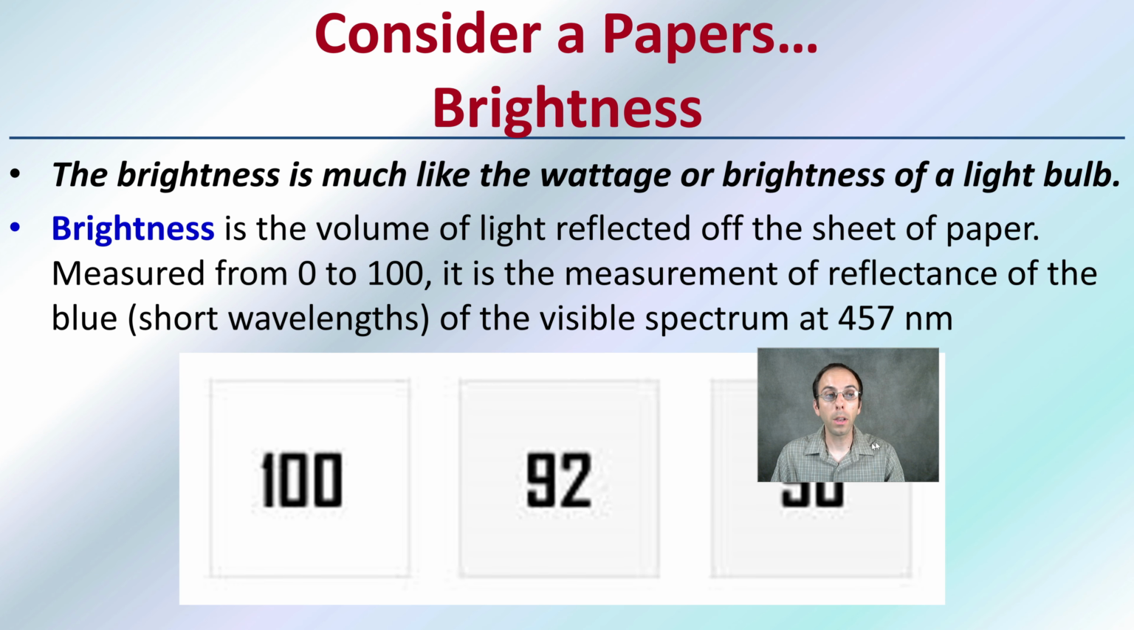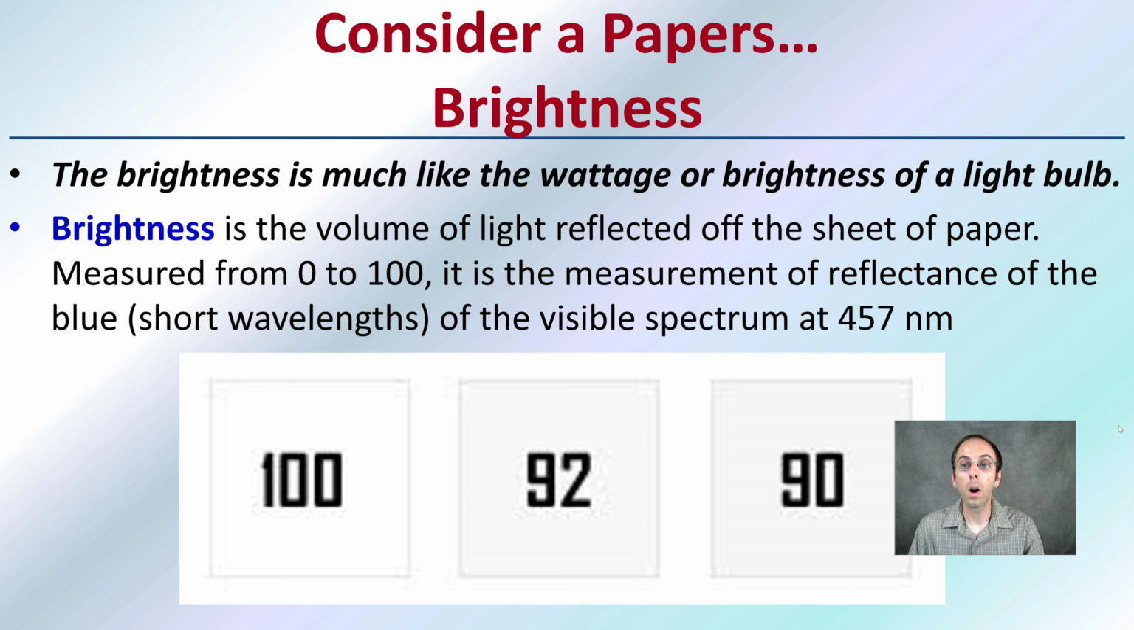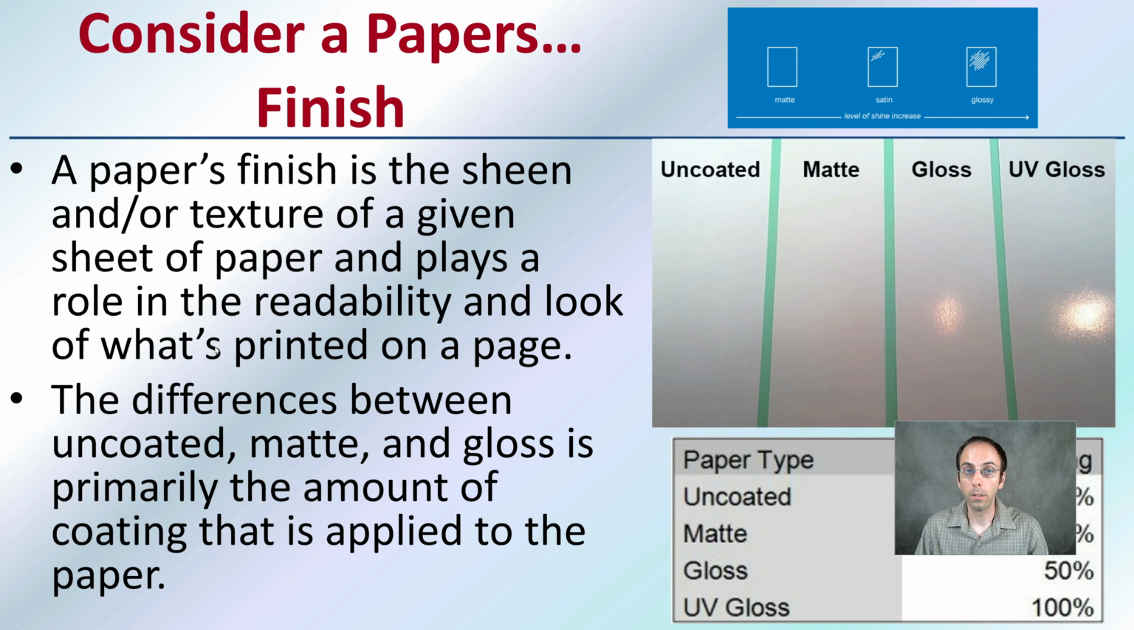Then we also have the brightness. So the brightness, you could think of this as like the wattage of a light bulb. Brightness is the volume of light reflected off the sheet of paper. It's a 0 to 100 scale. It's a measurement of reflectance of the blue, which is shorter wavelengths of the visual spectrum at 450 nanometers. What does that translate to? Well, here's a paper of 100 brightness. Here's one of 90. We could see the 90 is duller in appearance than the 100.